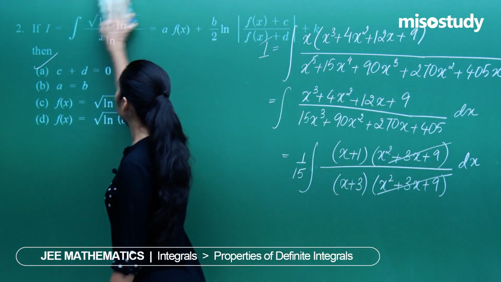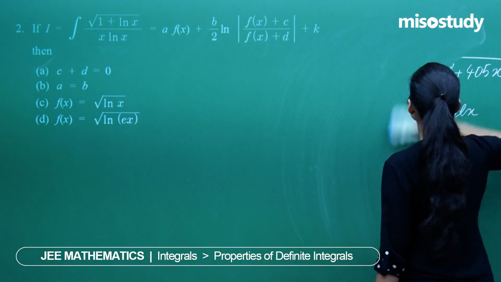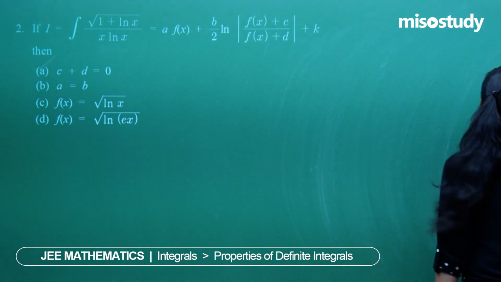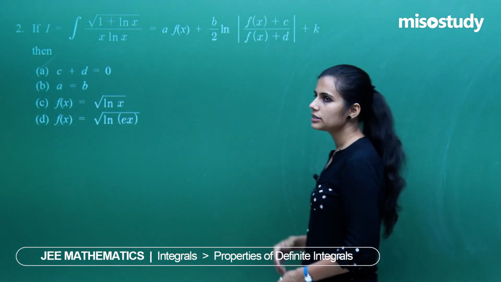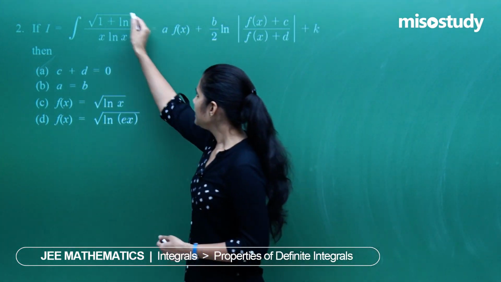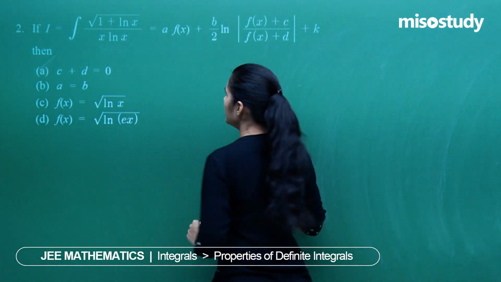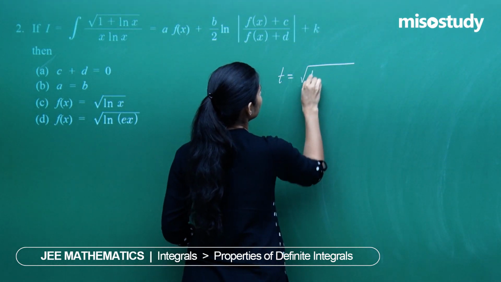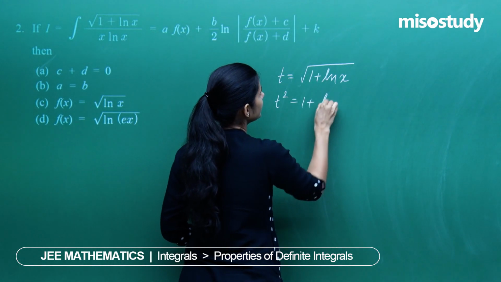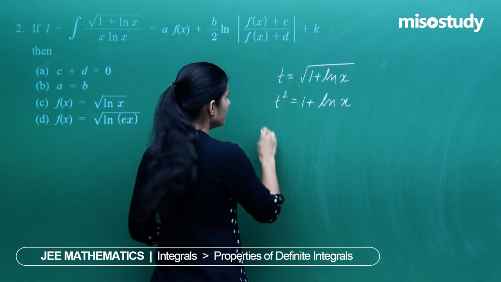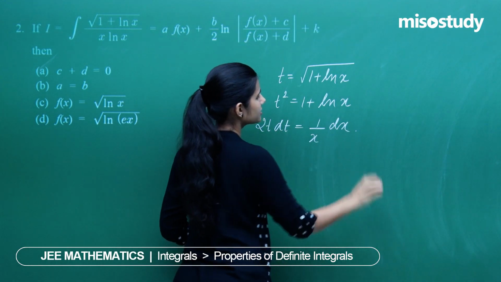If I is given to be this integral and the answer is given in the form of an unknown function with some unknown a, b's and k. So over here, the question is to determine a, b, the question is to determine f(x), all these things. In here, if I talk about this integral, I am interested in taking the numerator to be equal to t. So if I take t equals under root 1 plus ln x, t square is 1 plus ln x. So 2t dt equals 1 by x dx.